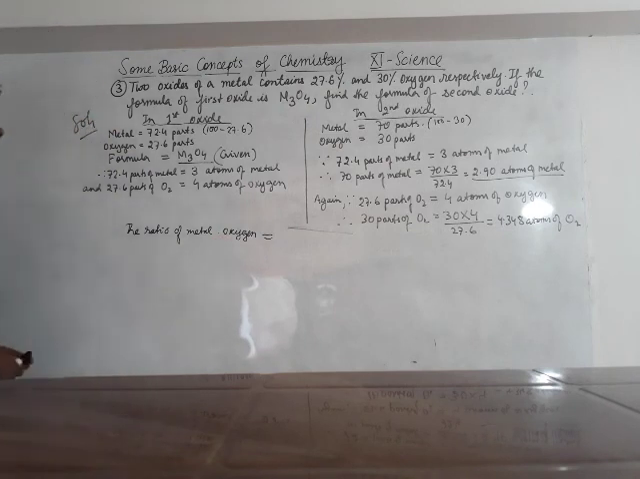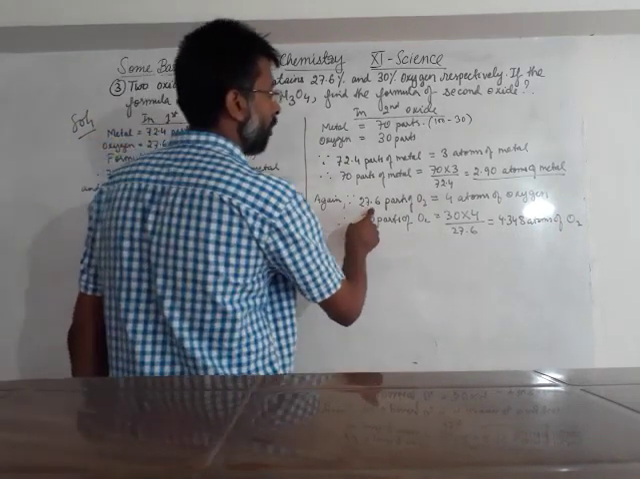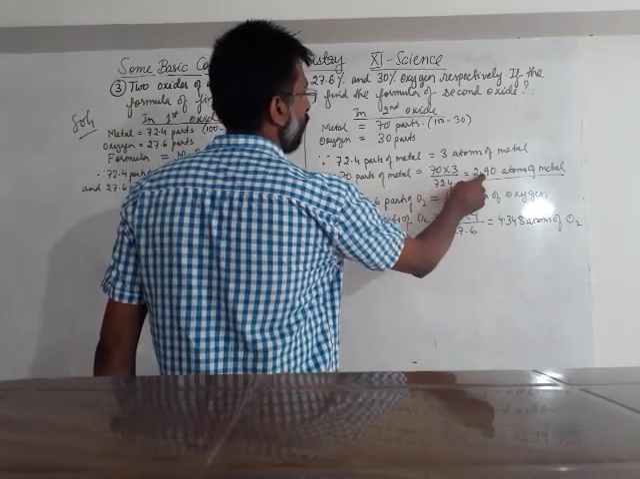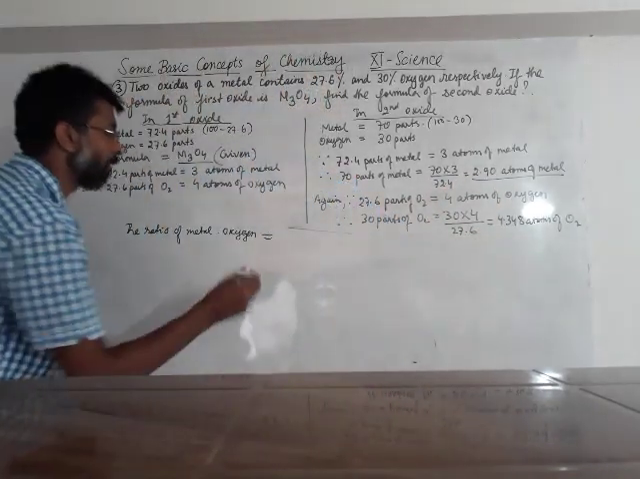So now the ratio of metal is to oxygen can be worked out. It comes to how much? Over here, the ratio of metal is to oxygen: metal is 2.90, oxygen is 4.348. So I will write it down over here.